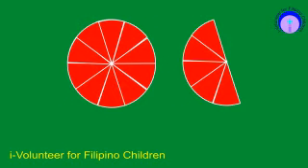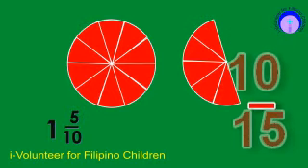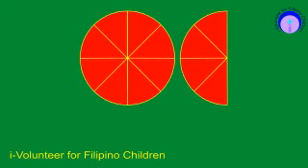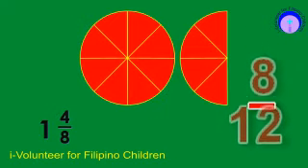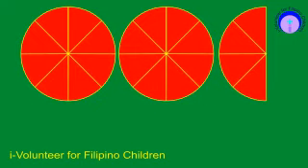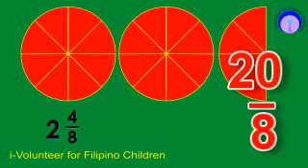Can you convert this mixed number into its improper fraction? The improper fraction is 15/10. Can you convert this mixed number into its improper fraction? The improper fraction is 12/8. Can you convert this mixed number into its improper fraction? The improper fraction is 28.